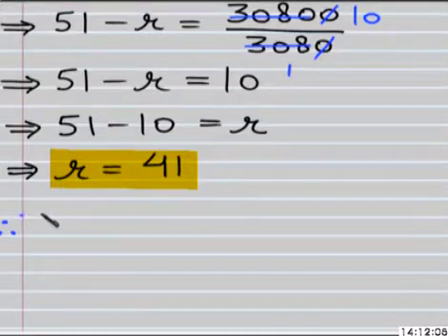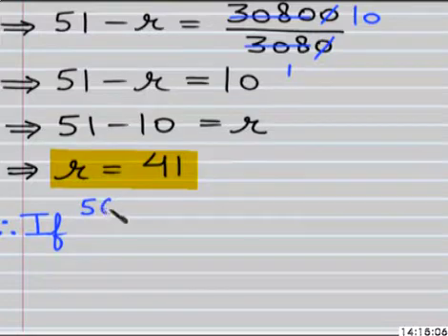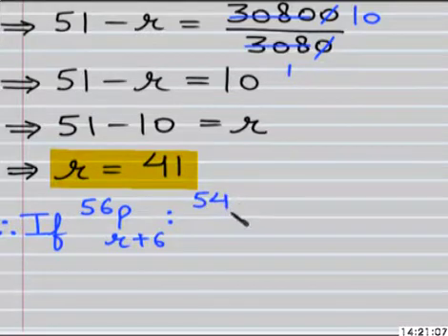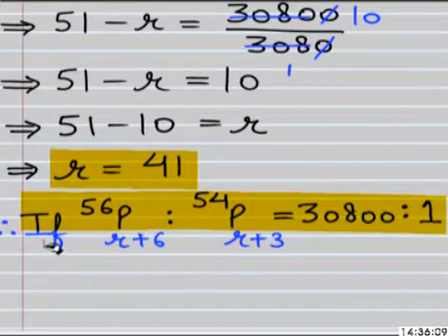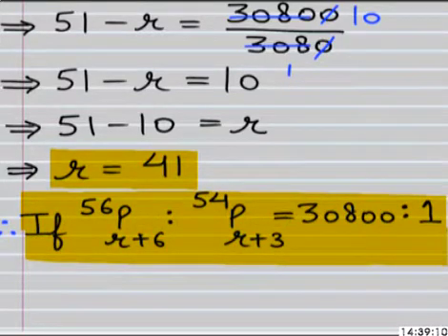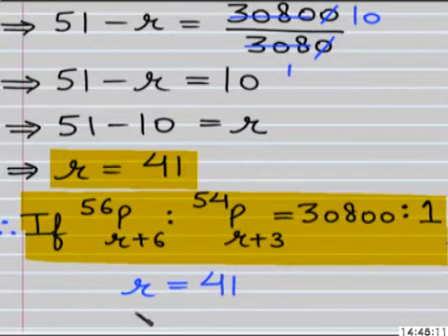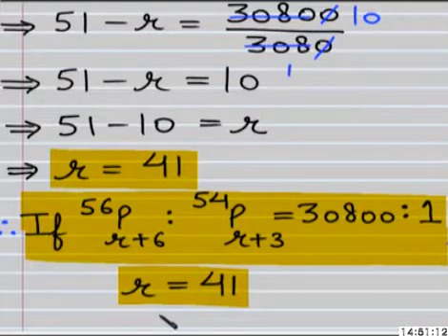Therefore, we have if 56Pr+6 ratio 54Pr+3 is equal to 30,800 ratio 1, then the value of r is equal to 41. Hence, this is the required solution.